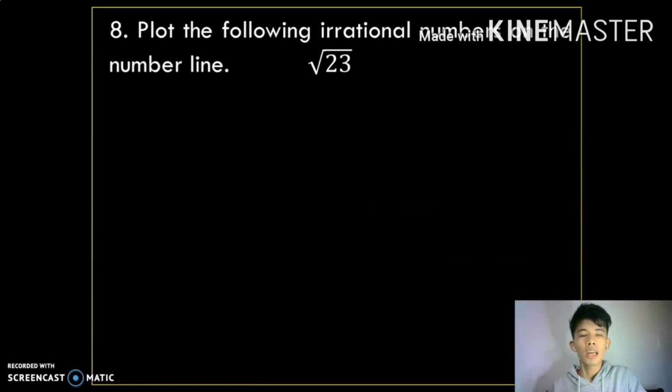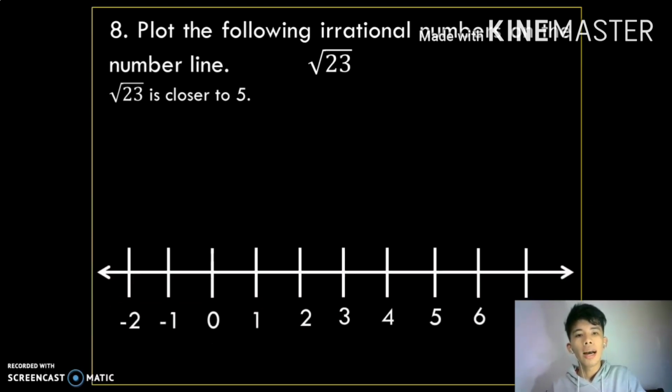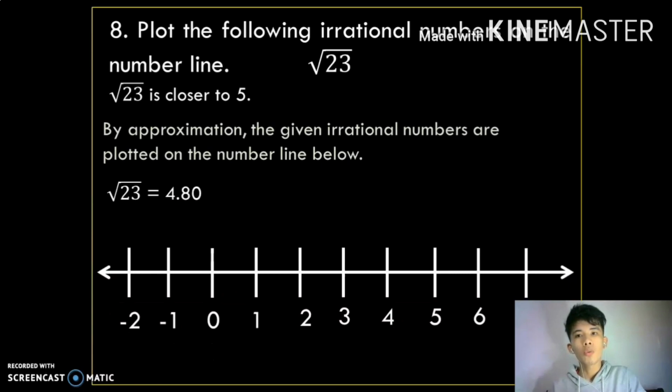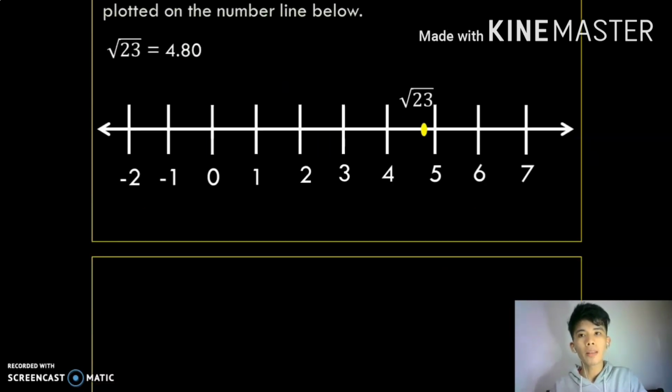Next. Plot the following irrational numbers on the number line. Square root of 23. So, square root of 23 is closer to 5. And then, by approximation, ang ating square root of 23 is equal to 4.80. So, malapit sa 5, then 4.80. Paano nakuha yung 4.80? Yung step natin kanina. Ayan, somewhere here. So, square root of 23 sa taas, sa tapat, tapos may dot.